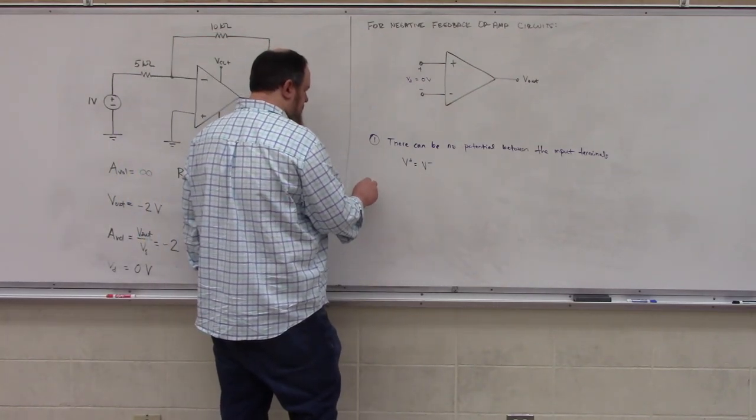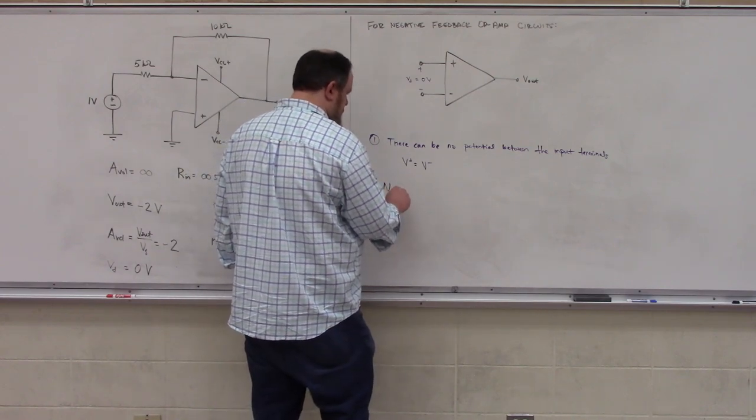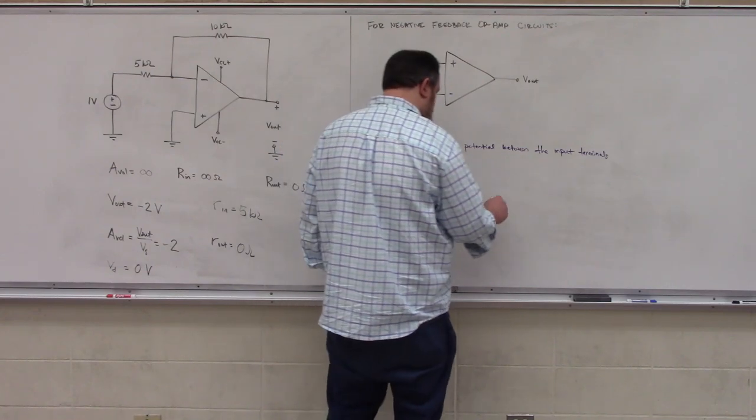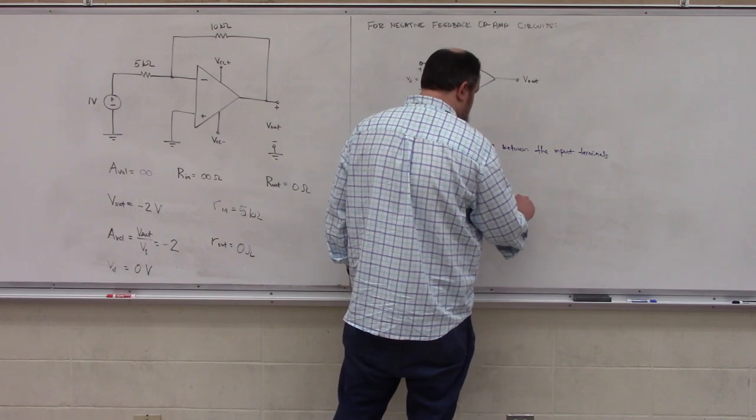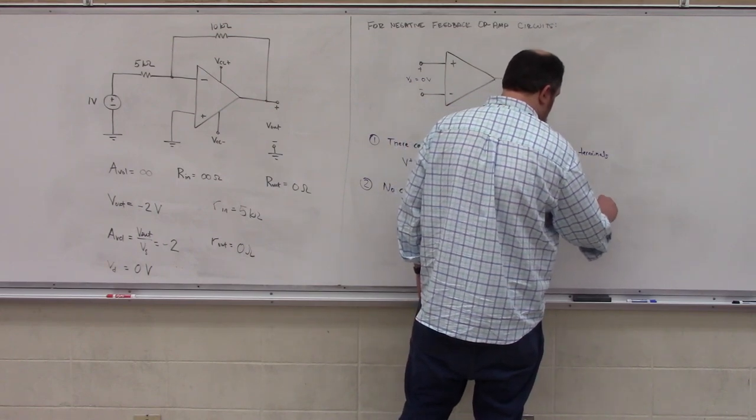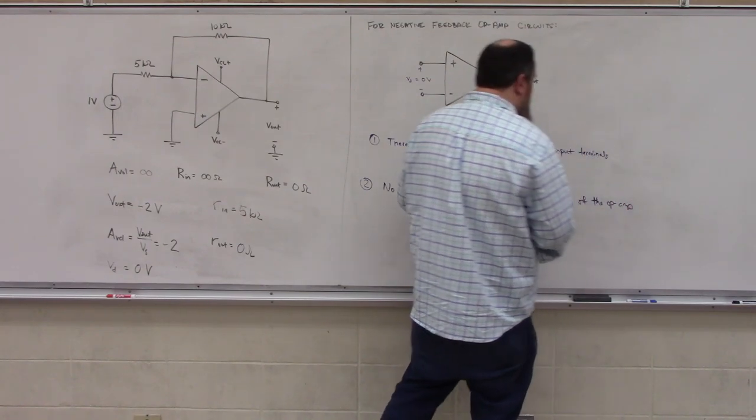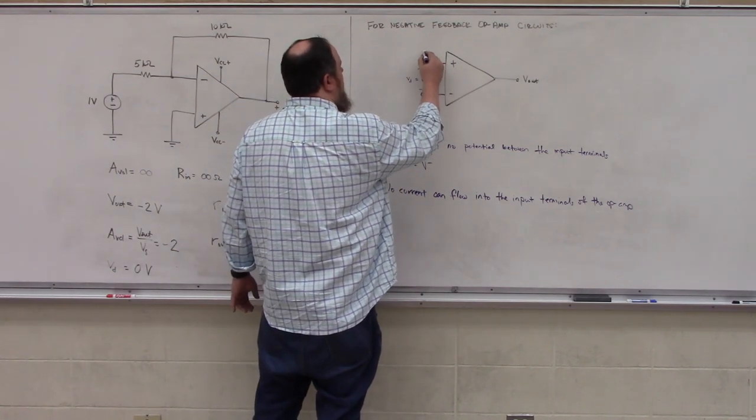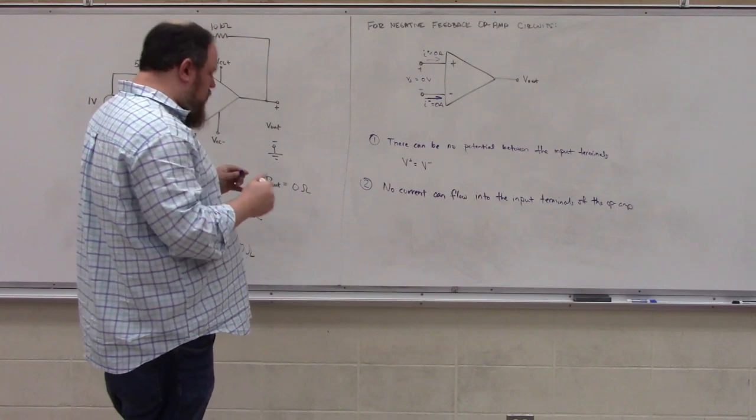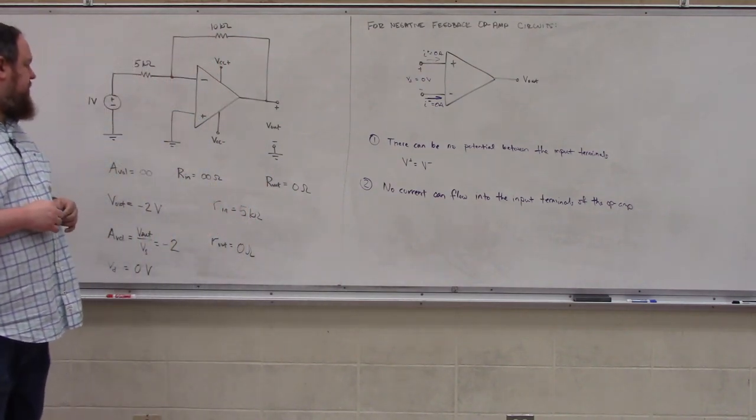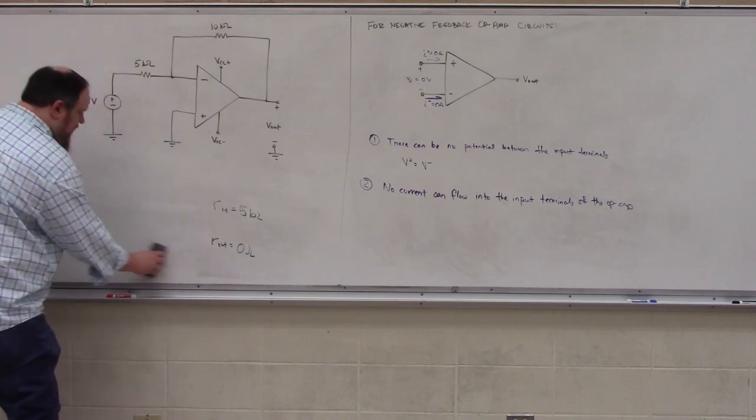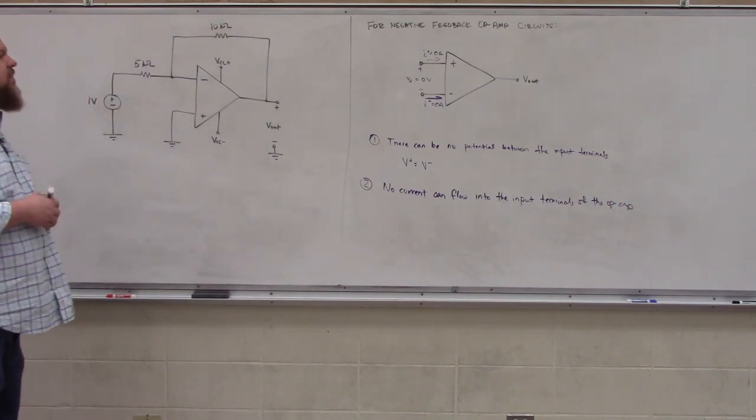And our second ideal op-amp rule is that no current can flow into the input terminals of the op-amp. So if we, which looks like this, I plus is equal to 0 amps, and I minus is equal to 0 amps. So if we applied those rules to this circuit, we could actually get the same results, at least for the gain and the output voltage, very quickly. So let me explain what I mean by that.